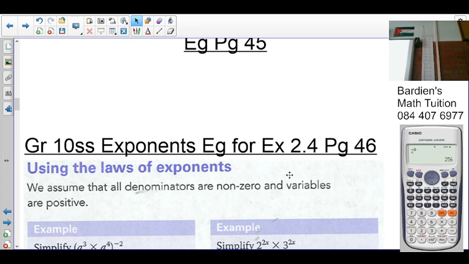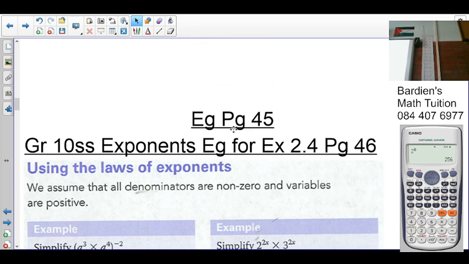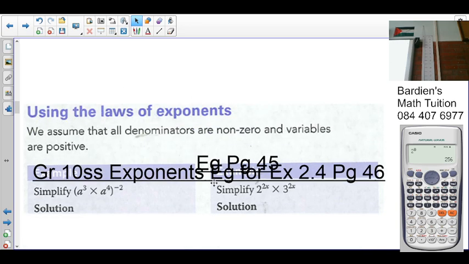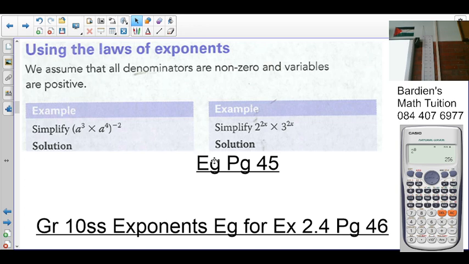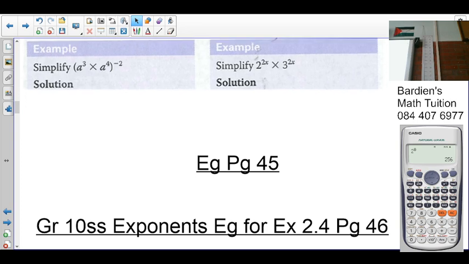So now we're looking at using the laws of exponents, which is also on page 45, for exercise 2.4 on page 46. We assume that all the denominators are non-zero and the variables are positive. People, if the denominator was 0, then what's wrong with it? It will be undefined. Okay, so let's look at the first example.